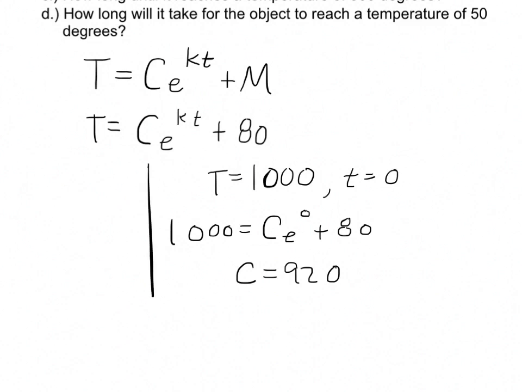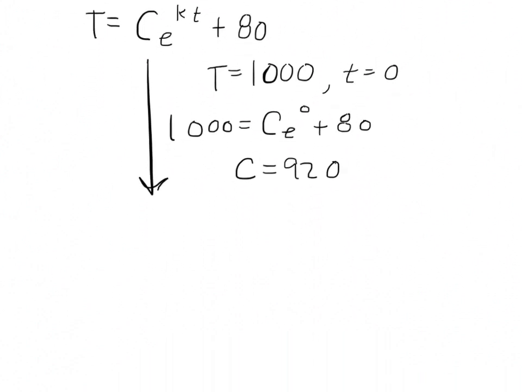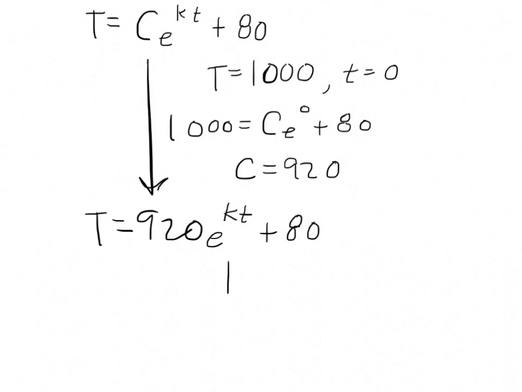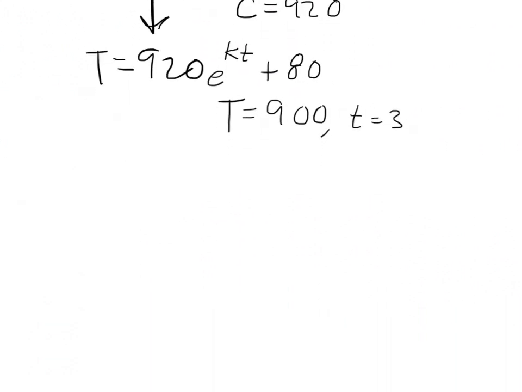Right? So I refine my equation. My equation has one fewer constant in it now. It's now T equals 920 e to the kt plus 80. Now I'd love to figure out what this constant k is. Fortunately, we're told that the temperature has dropped to 900 after 3 minutes, when little t is 3. So I'll plug that in, right?